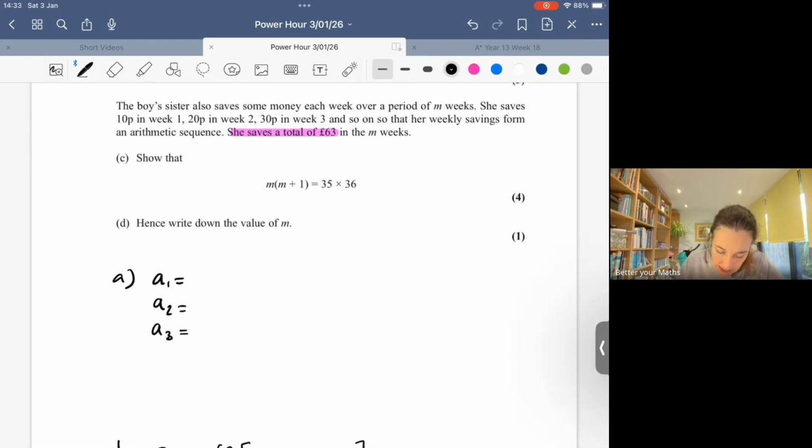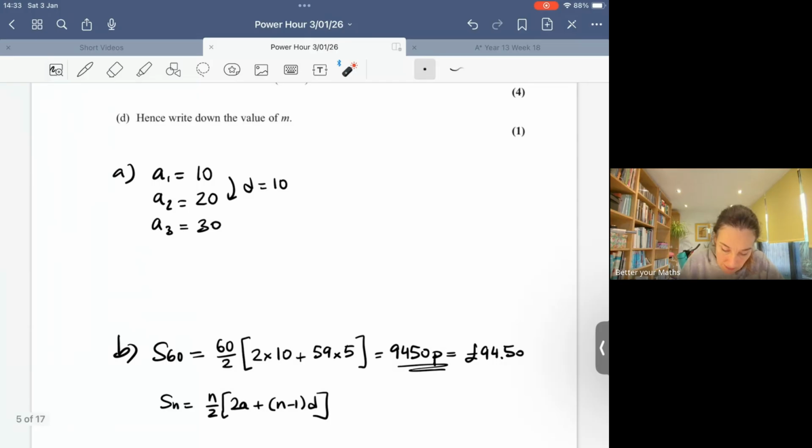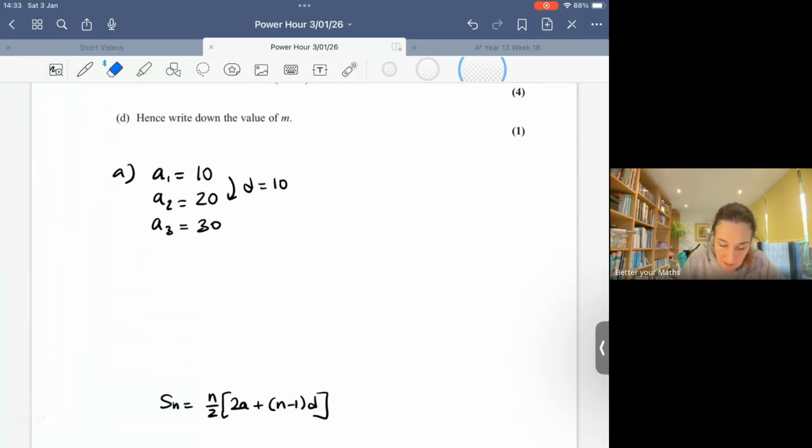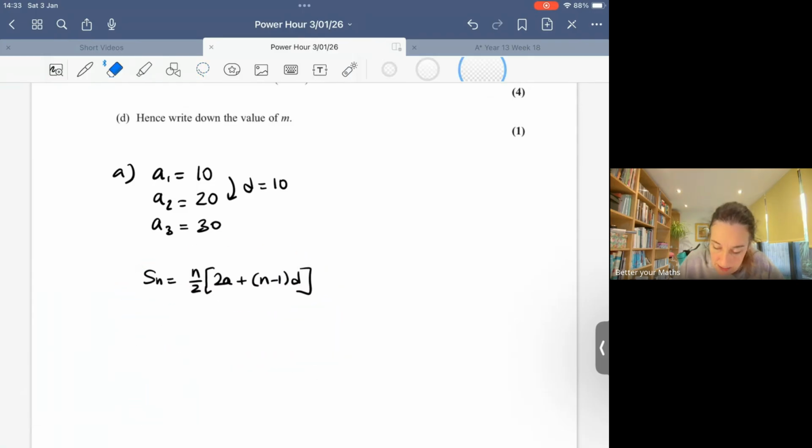So in this case, we have 10, 20, 30, and so on. My common difference in this case is 10. And I know the sum of m weeks, which means I'm going to have a sum in terms of m, but that's precisely where this comes from. So if I use this formula, I have m weeks, and we don't know this m, so we are going to write it in terms of m.